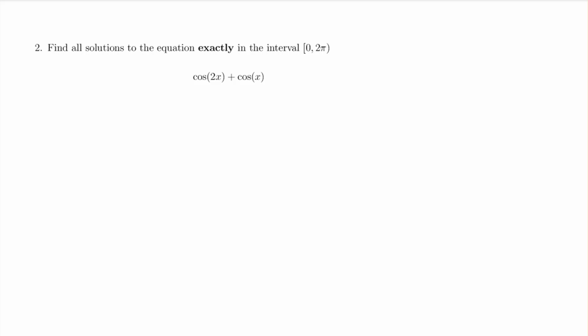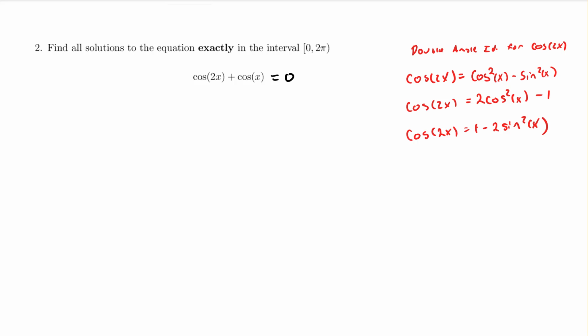So I recognize that, hey, if I want to solve this, and sorry, I was supposed to write that that's equal to 0 there. If I want to solve this equation here, I want to be able to factor it. And I remember that there are 3 double angle identities for cosine of 2x. And these are my 3 different double angle identities for cosine of 2x.